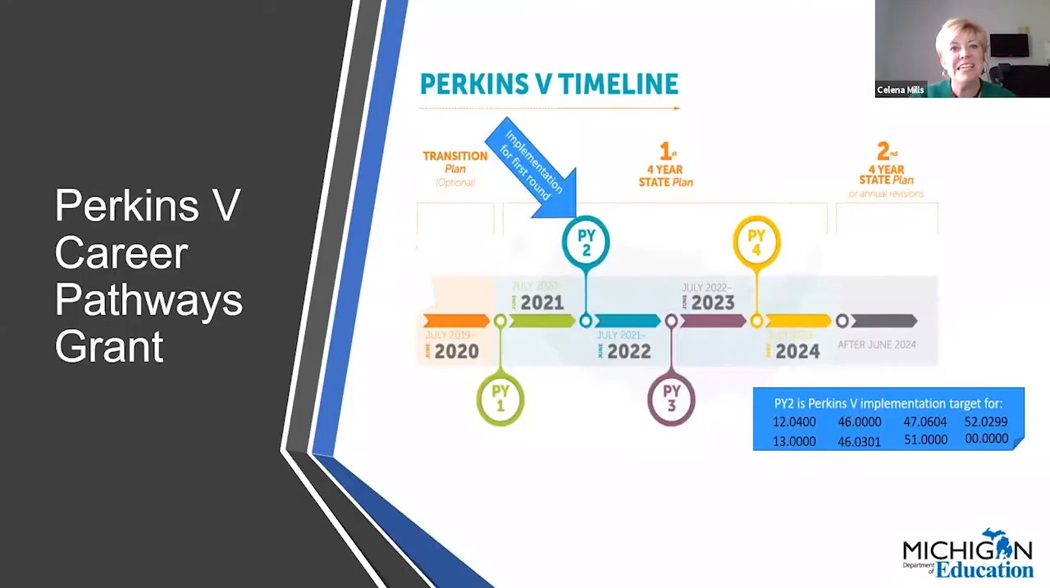So you may have seen this before. This was our timeline as we transitioned from Perkins 4 to Perkins 5. And right now, this group is on the start of that first real year of implementation. It's actually year 2 for us as we start in the fall, but it took us a little while to be able to do the work.